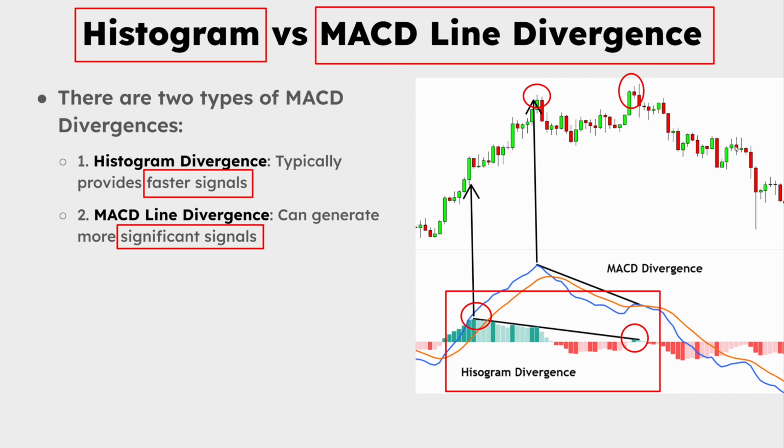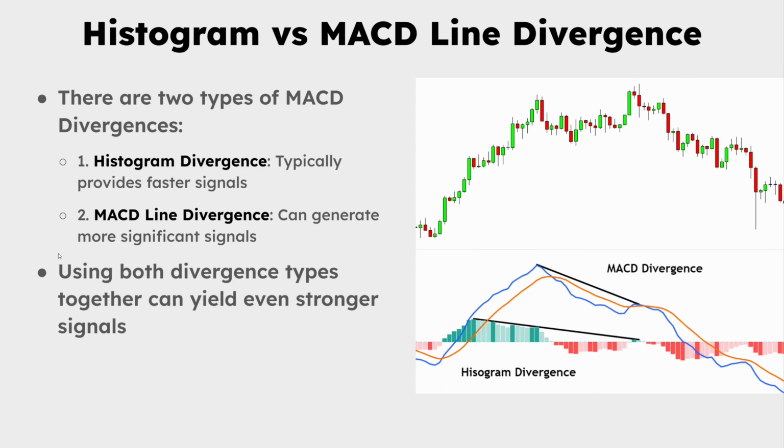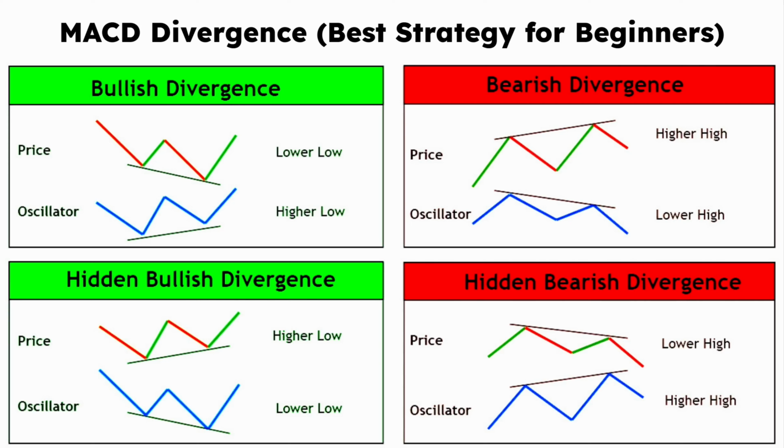And as I said, for now, all you need to notice here is that these divergences will not happen at exactly the same time. Many times the histogram divergence signal will appear sooner. It's actually possible here to use both divergence types at the same time, and this can provide even stronger signals. But alright then, so now let's take a look at the different types of divergences and how you can trade them. And let's begin here by taking a look at the bullish divergence.